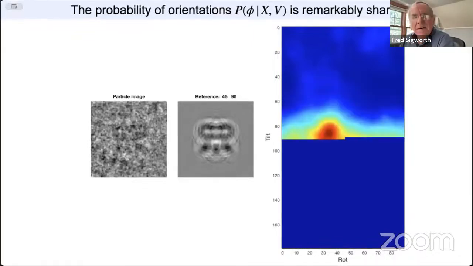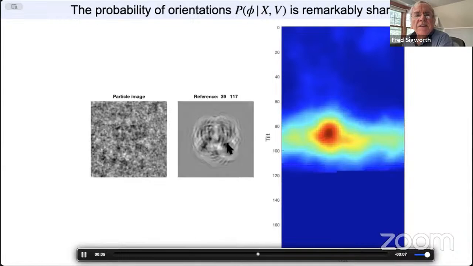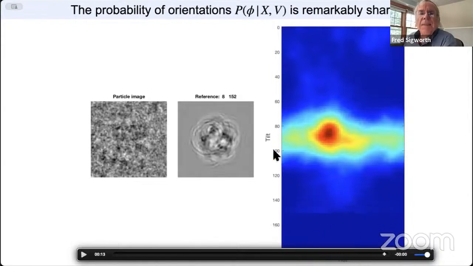We're going to compare our particle image with many different test projections of our 3D object. So I'm now plotting a probability function as a function of two angles. This is the tilt angle, and the horizontal, which you can't see, is the rotation angle, the azimuth angle.